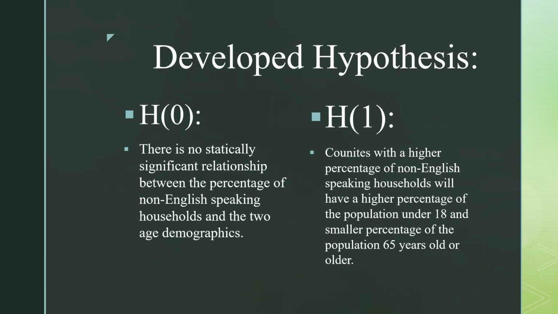My two hypotheses are as follows. The null hypothesis is that there's no significant relationship between the percentage of non-English speaking households and the two age demographics. My alternative hypothesis is that counties with a higher percentage of non-English speaking households will have a higher percentage of the population under 18 and a smaller percentage of the population that is 65 or older.